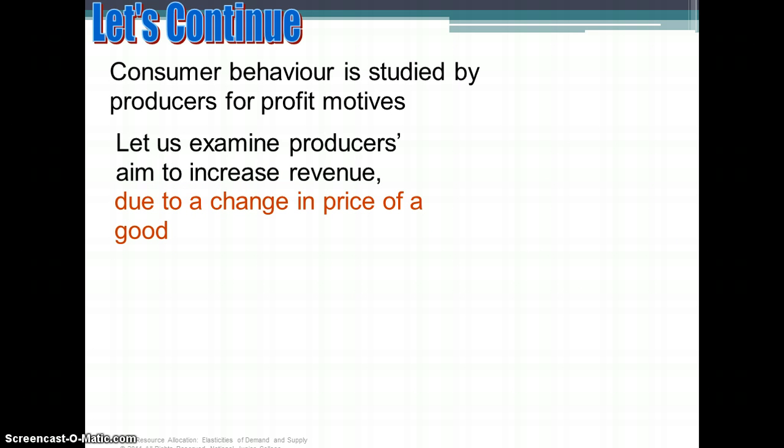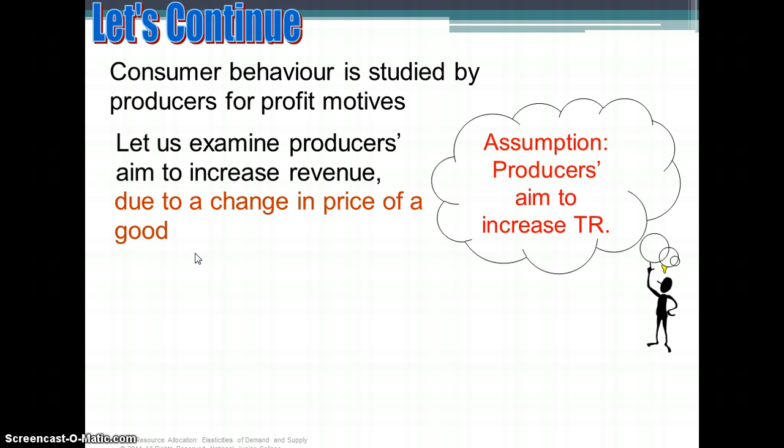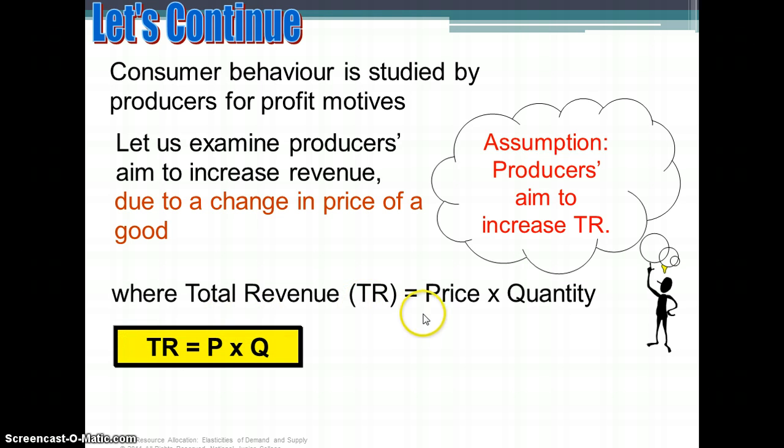Consumer behavior is studied by the producer for them to increase and maximize their profit. So when there is a change in the price of a product, how does it affect the total revenue? In this case, the producer's objective is to increase total revenue. What is total revenue? Total revenue is equal to the product of price times quantity.